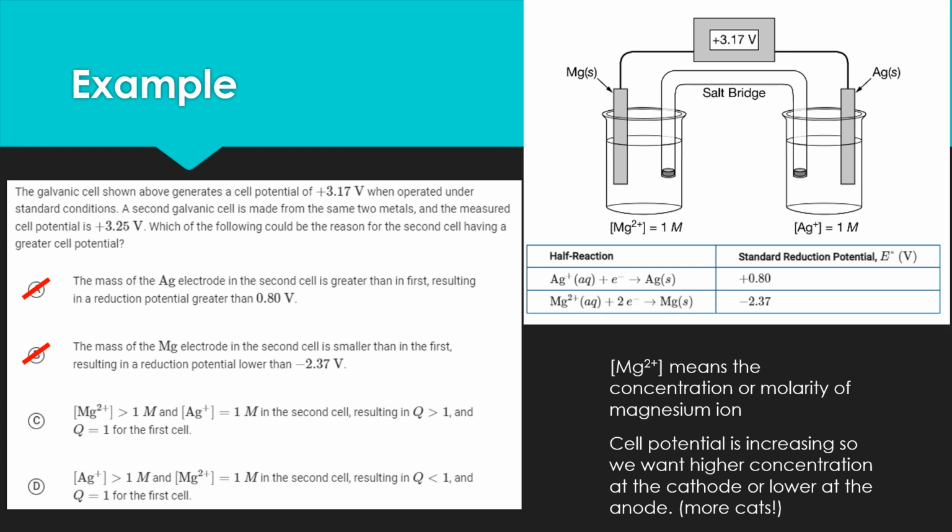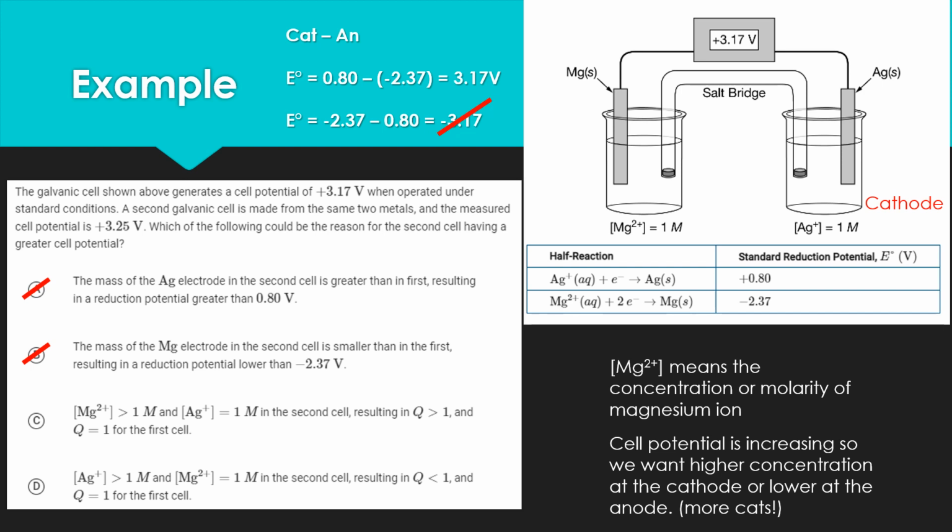We do that by looking at our calculation, right? Our standard reduction potentials are given here. So when we calculate it, we want cathode minus anode to give us 3.17. Well, let's just try them. We have two combinations: silver minus magnesium or magnesium minus silver. If we do silver minus magnesium, 0.8 minus negative 2.37, we get 3.17. That one matches. If we flip them and do magnesium minus silver, we get a negative value, and we do not want that. So what that tells us is the 0.8 has to be our cathode, which means silver has to be our cathode.